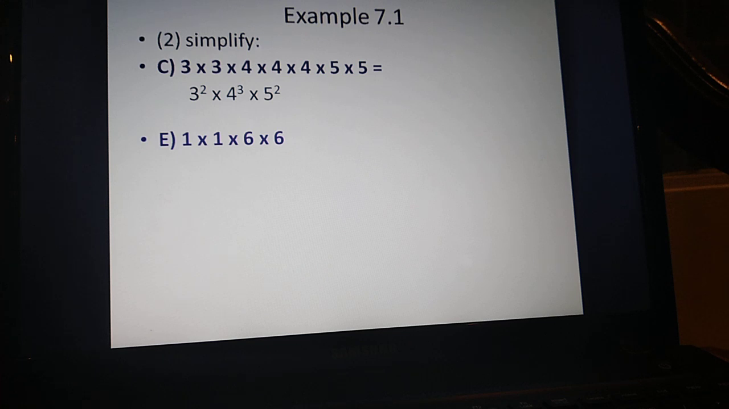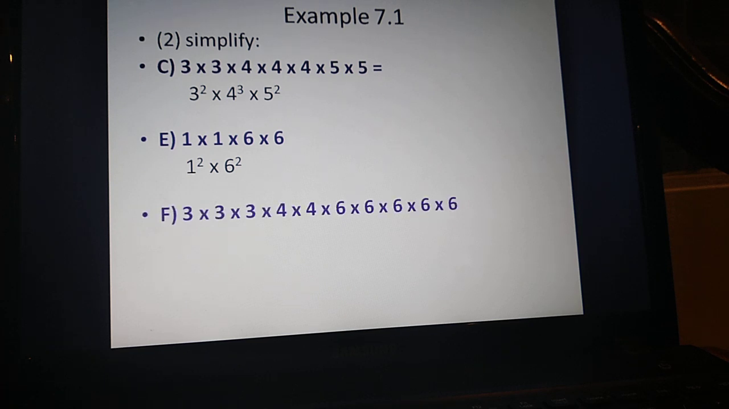Part E of the same question says 1 by 1 by 6 by 6. Instead of this, I can write 1 to the power 2 times 6 to the power 2. Now, in part F of the same question, I'm going to ask you to pause the video for a minute in order to do it on your own. You can pause the video now. Welcome back. Instead of all of this question, it can be simply 3 to the power 3 multiplied by 4 to the power 2 multiplied by 6 to the power 5, because we have 6 multiplied by itself 5 times. Good job.